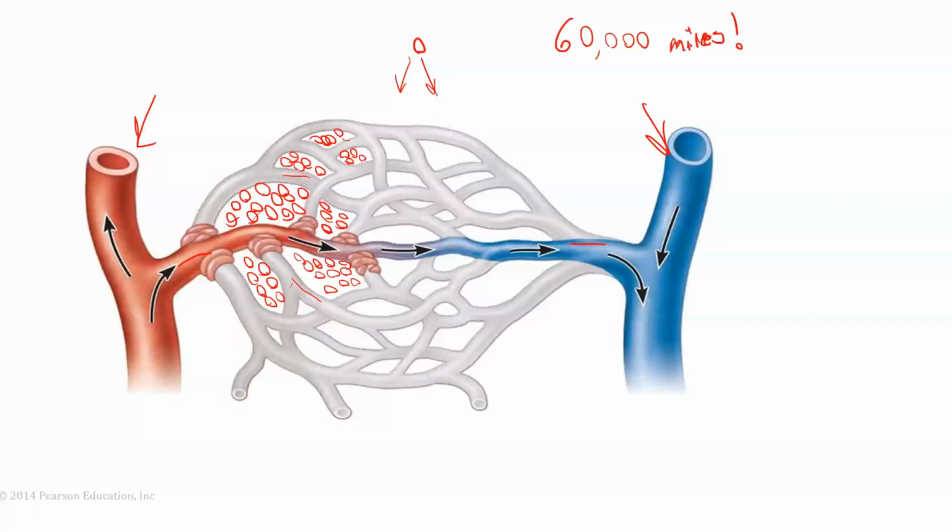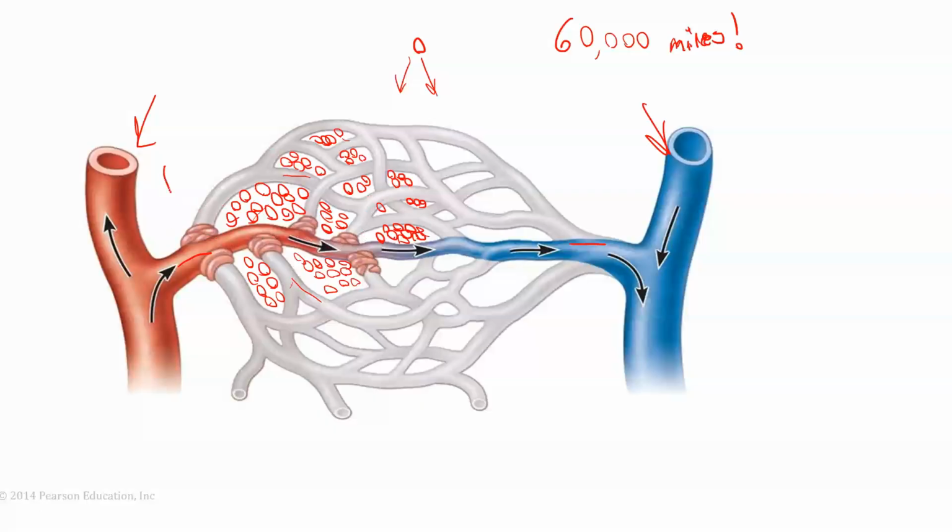60,000 miles of it. Because this is where your cells get their nutrients. This is what your cells need. Your cells don't just make all of the nutrients they need and pop them out of thin air. They actually require participating in an exchange with the blood. So that's what's happening in the capillaries.